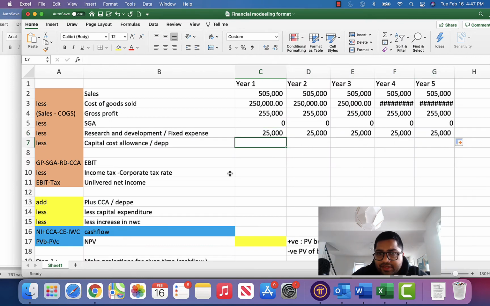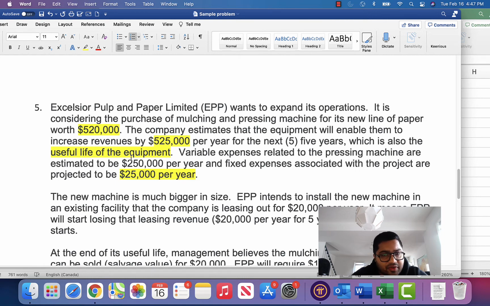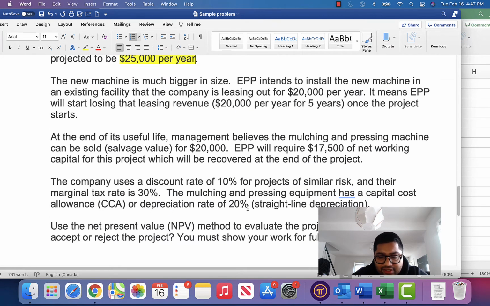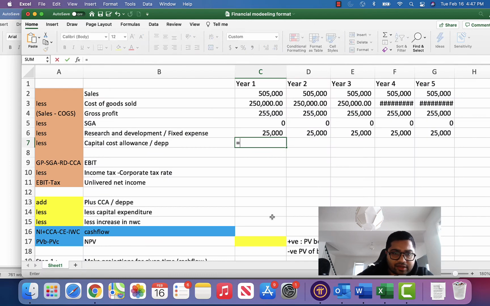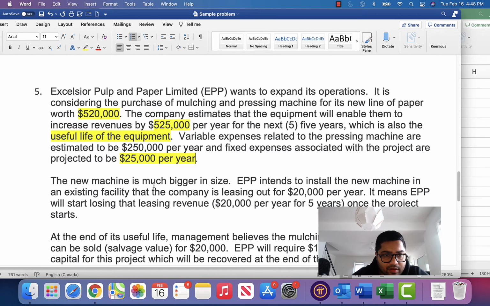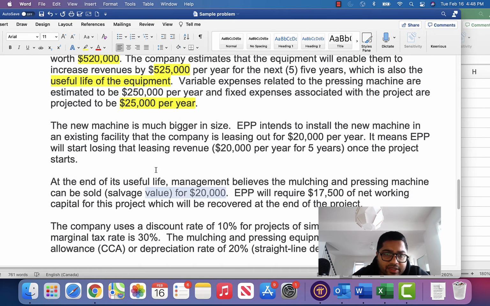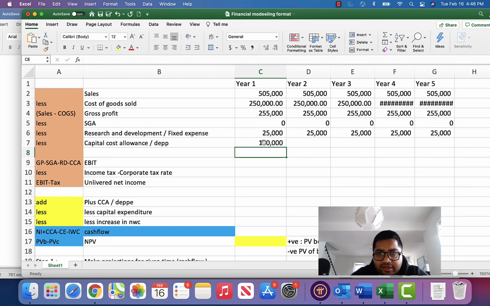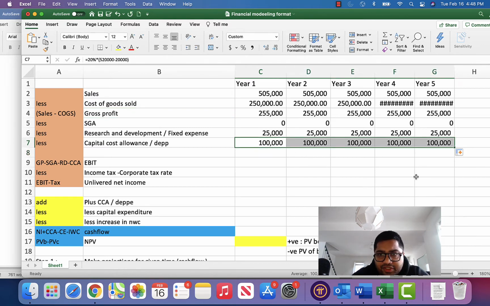Depreciation we have to calculate. The machine is bought at 520 and sold at 20, and the CCA is 20%. So it will be 20% into 520 minus 20,000, where 20,000 is the salvage value. So 520 minus 20,000, into 20%, gives $100,000 as depreciation each year.